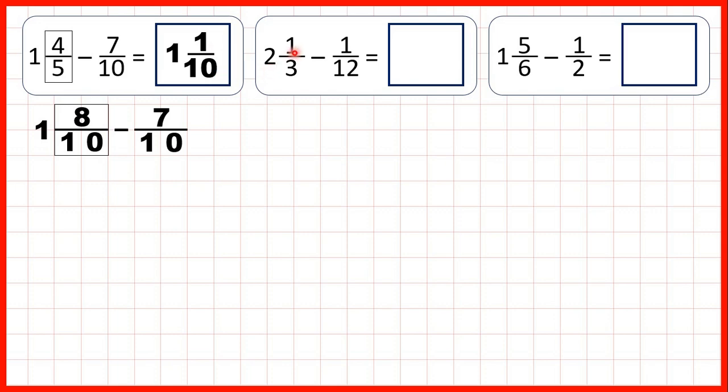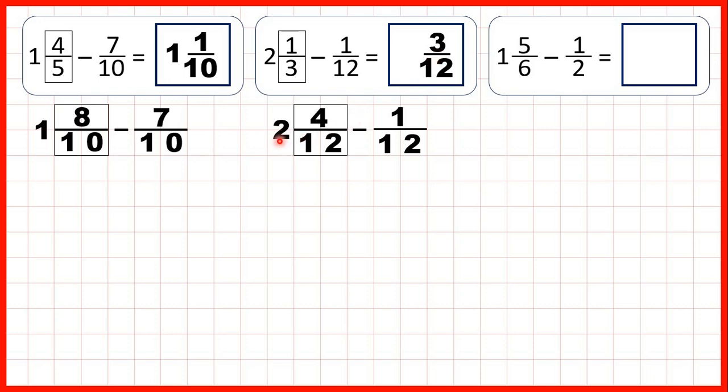Now we have 2 1/3 minus 1/12. We need to find a fraction equivalent to 1/3 which has a denominator of 12, so that our denominators are the same. So we rewrite our question as 2 4/12 minus 1/12. 4/12 is equivalent to 1/3 because 3 times 4 is 12 and 1 times 4 is 4. So now we subtract 1/12 from 4/12, that's 3/12, and we have 2 wholes, and we're not taking any away, so there's 2 wholes in our answer.